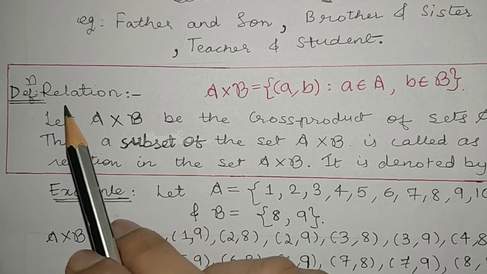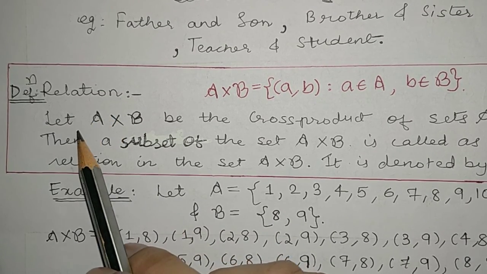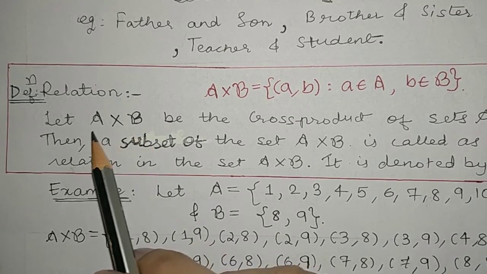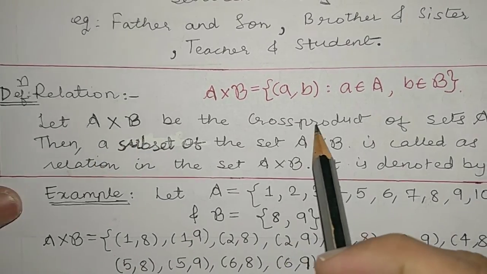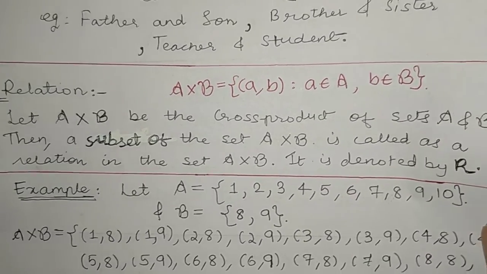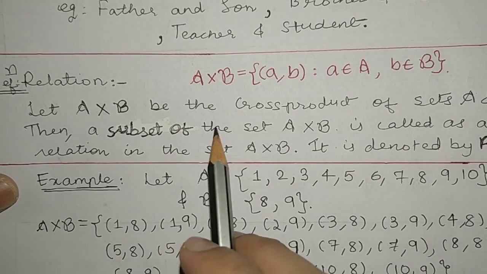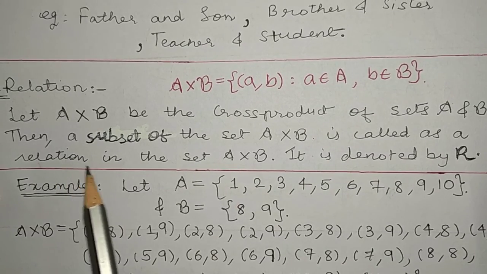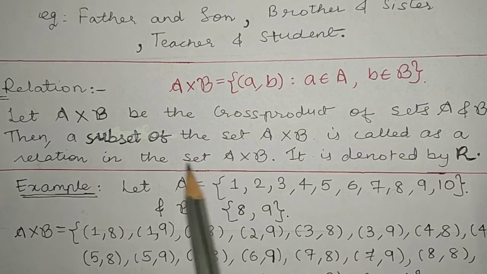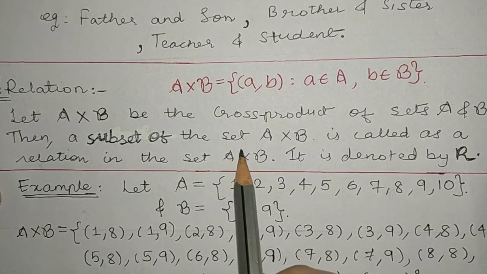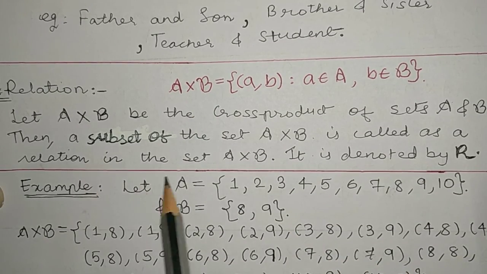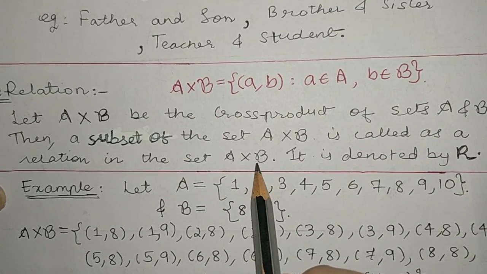Now you had also defined the term relation in 11th standard. So what was the definition? You consider the cross product A cross B. Let A cross B be the cross product of sets A and B, then a subset of the set A cross B is called a relation in the set A cross B. So any subset of the set A cross B is called a relation in the set A cross B.